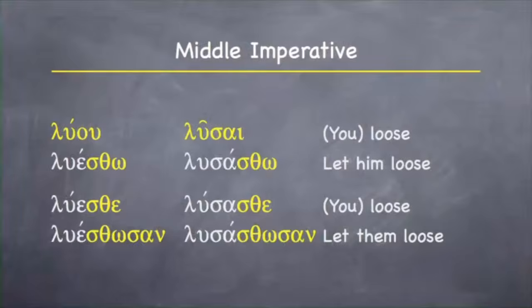Let's switch to the middle imperative. And you can see, again, you need to memorize the second person singular, which is lu in the present. But then after that, it's regular: luesthō, luesthe, luesthōsan. And in the aorist, you have lusai, lusasthō, lusasthe, lusasthōsan. And they mean you loose, let him loose, and so forth. Pretty straightforward. As far as the definitions are concerned, if you wanted to bring out the middle, I guess you would say, you loose for yourself, let him loose for himself, that kind of thing. But it's so obviously horrible English, you probably won't say that in your translations.